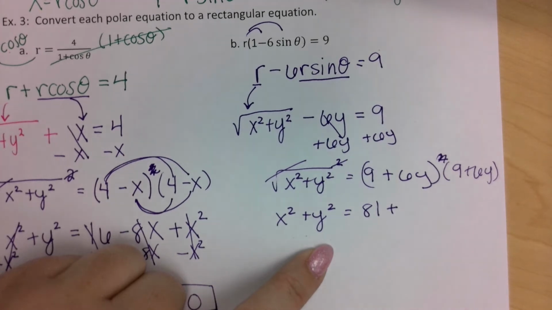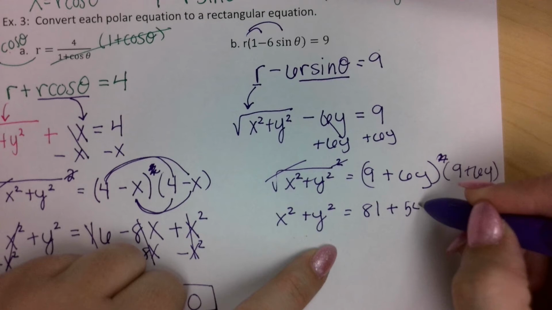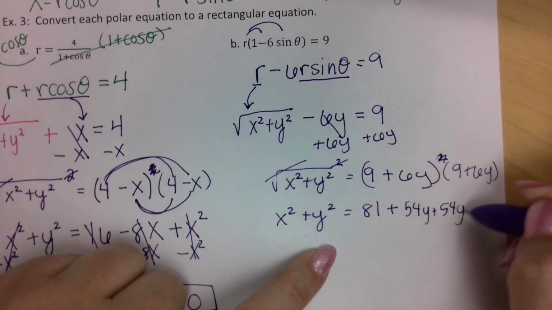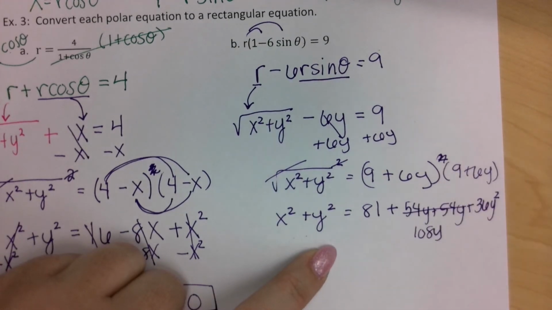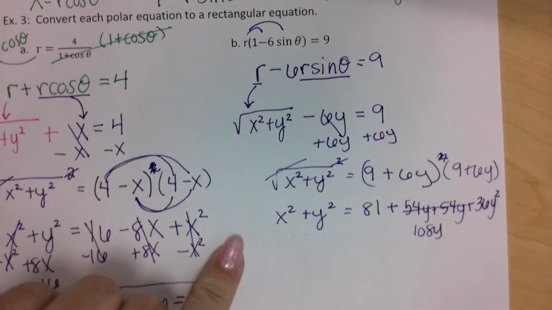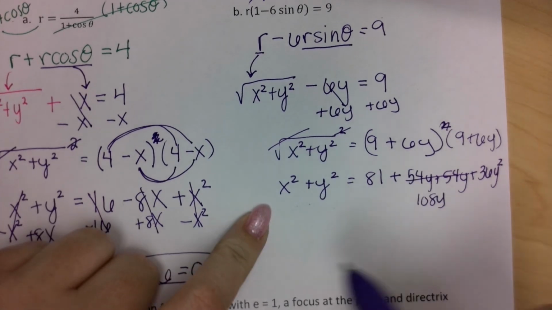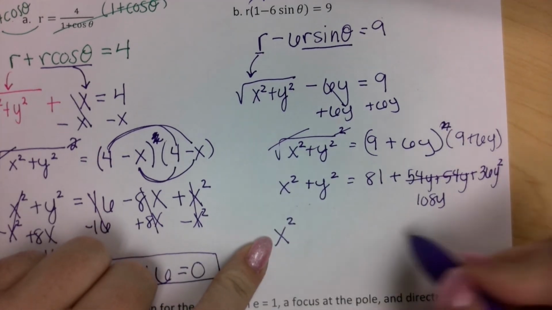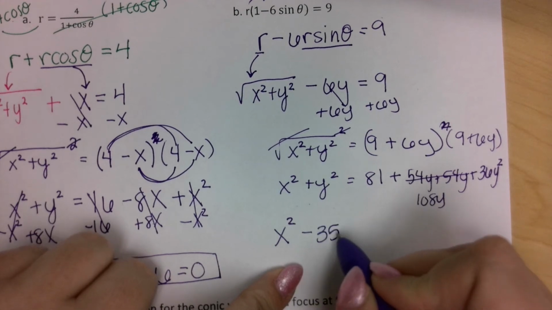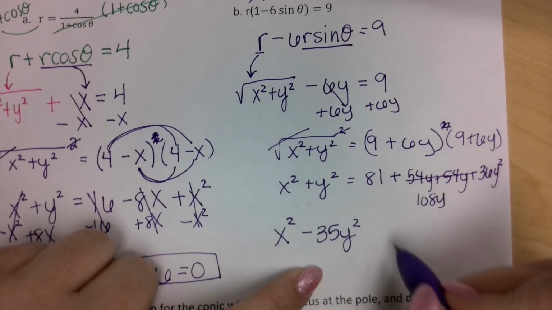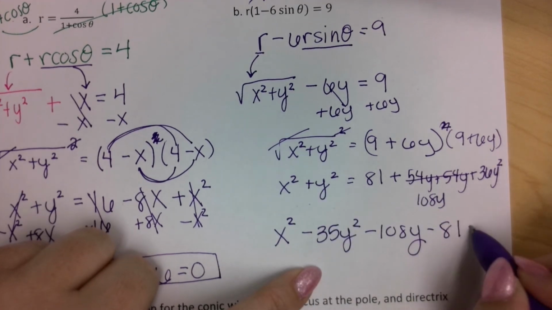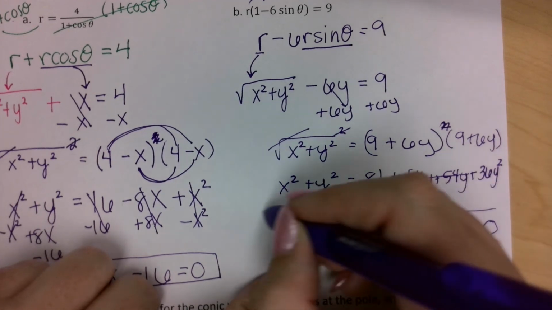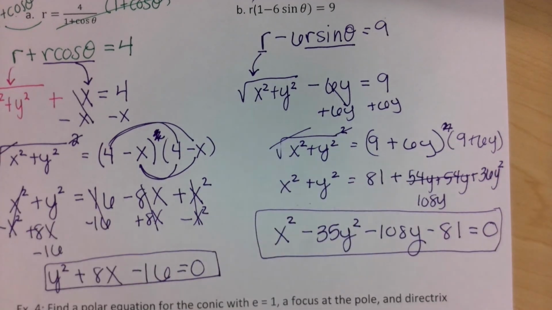81 plus 6 times 9 is 54, so plus 54y, plus 54y, plus 36y squared. This gives us 108y. Subtract all of these to the other side. So we end up with x squared. When we subtract the 36, we end up with negative 35y squared. Subtract the 108y. Subtract the 81. Nothing was left on the right-hand side, just 0. And we're done.